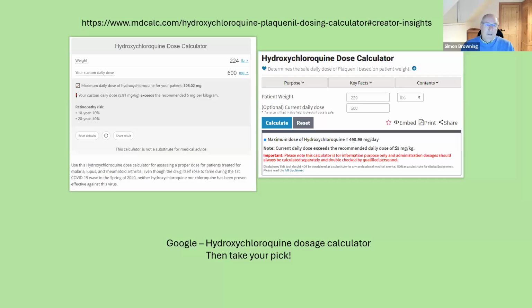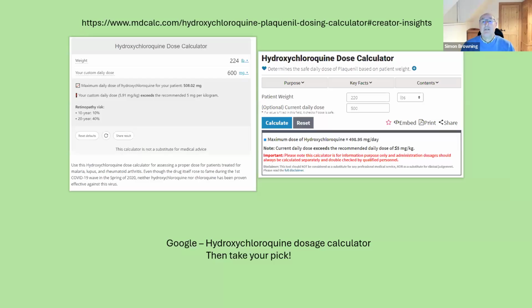So we used to have a set of scales in the practice, and we would always weigh our patients on hydroxychloroquine, and we would throw their dosage and their weight into a dose calculator. And you can see here, this calculator actually gives you a retinopathy risk profile. And many times I would write back to the GP and say, it's great, your patient's lost weight, super, but after all that advice you gave them on losing weight, they're actually going to go blind now because the dosage is too high.